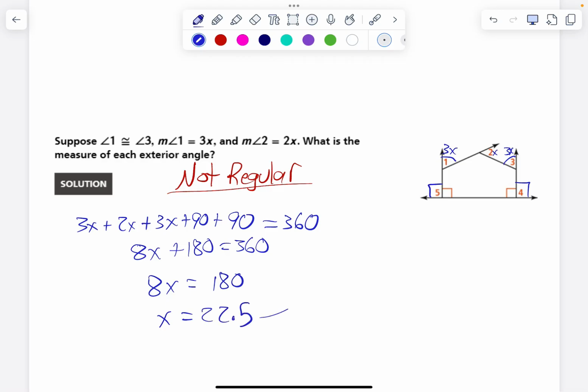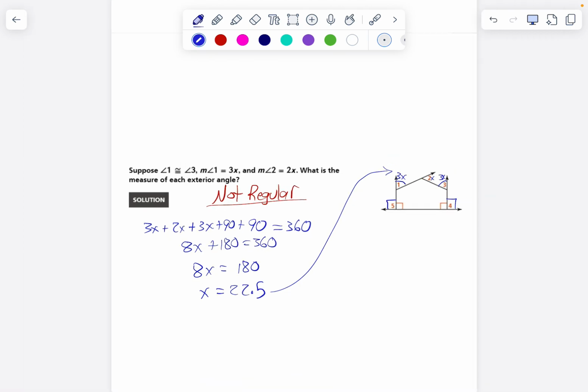Okay, and then we just plug that back in. And so angle 1 would be 3 times 22.5. So what is that, 67.5. Same with angle 3. Angle 2 would be 45. Okay, you just plug them back in. That's one example.